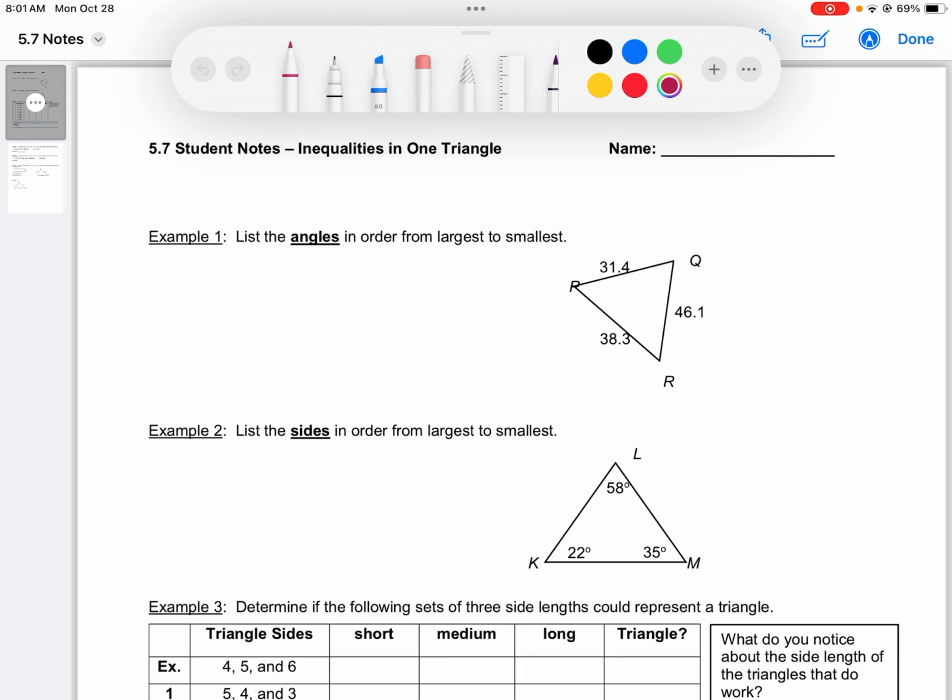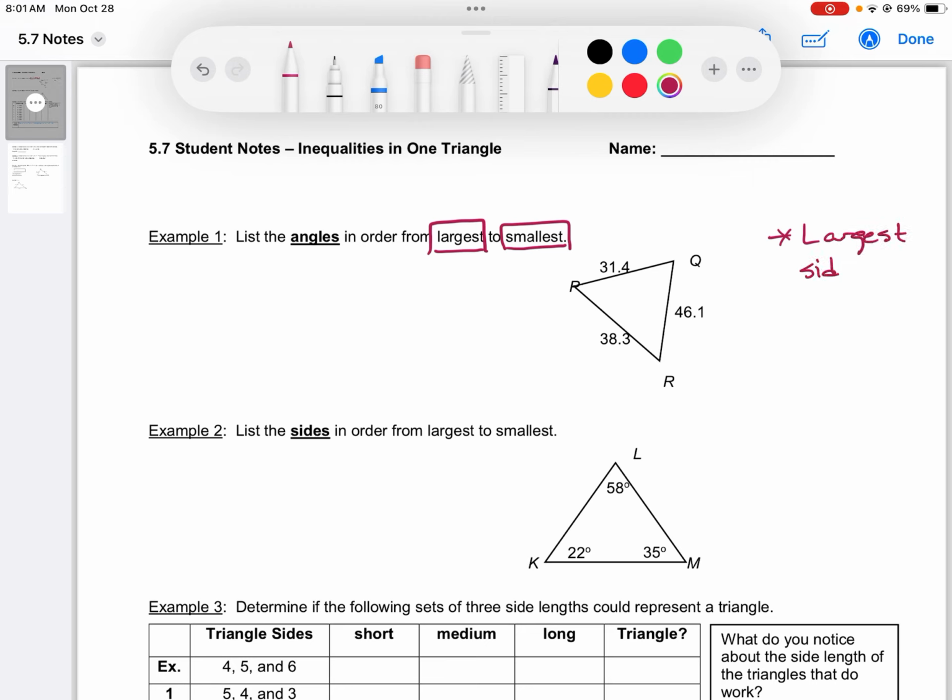So let's get started. For examples 1 and 2, we're trying to list the angles and sides of a triangle in order from largest to smallest. So first of all, make sure you always look at those words and carefully read the order that they want you to go in. Second thing, you need to know these two things about a triangle.